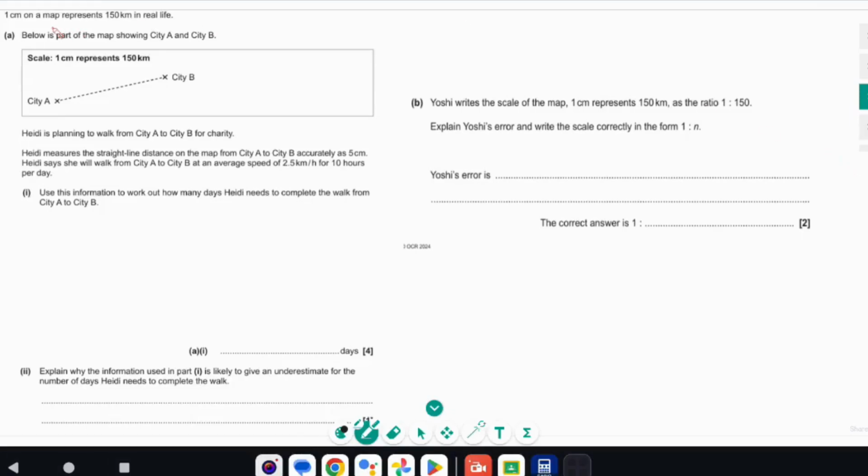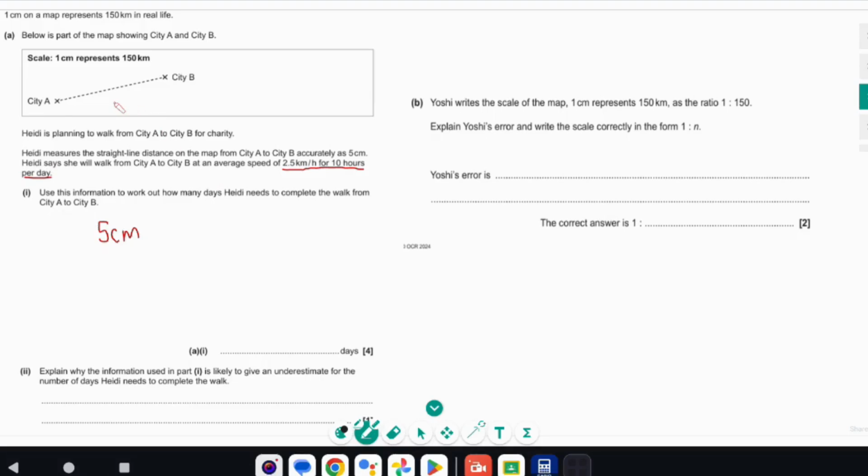One centimetre on a map represents 150 kilometres in real life. Below is part of the map showing City A and City B. Heidi is planning to walk from City A to City B for charity. Heidi measures the straight line distance on the map from City A to City B accurately as 5 centimetres. Heidi says she will walk from City A to City B at an average speed of 2.5 kilometres per hour for 10 hours per day. Use this information to work out how many days Heidi needs to complete the walk from City A to City B.